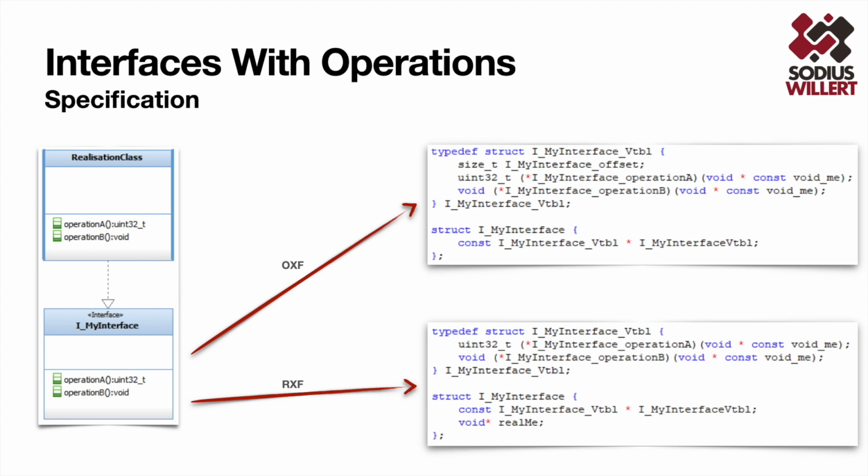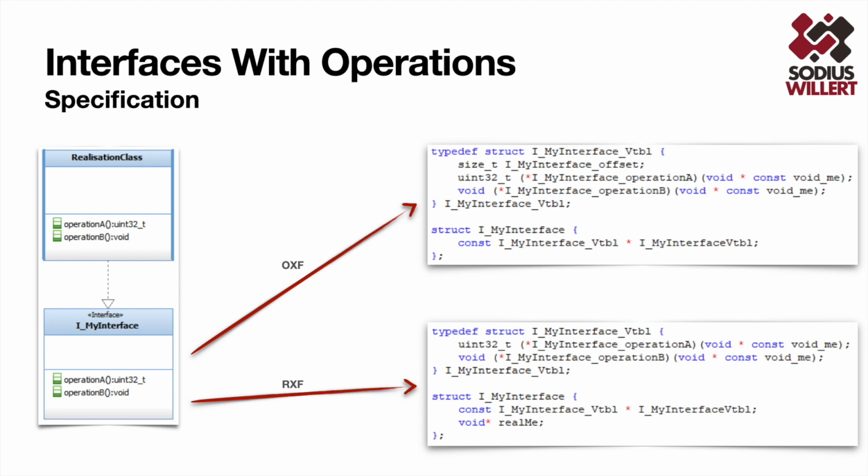In the conventional variant, you can see that in addition to the entries in the virtual table, there is an offset attribute. This is needed when calling an interface operation. With the offset, the address of the to-be-realized object can be calculated in the interface operation, together with the transmitted interface pointer. More about this later.